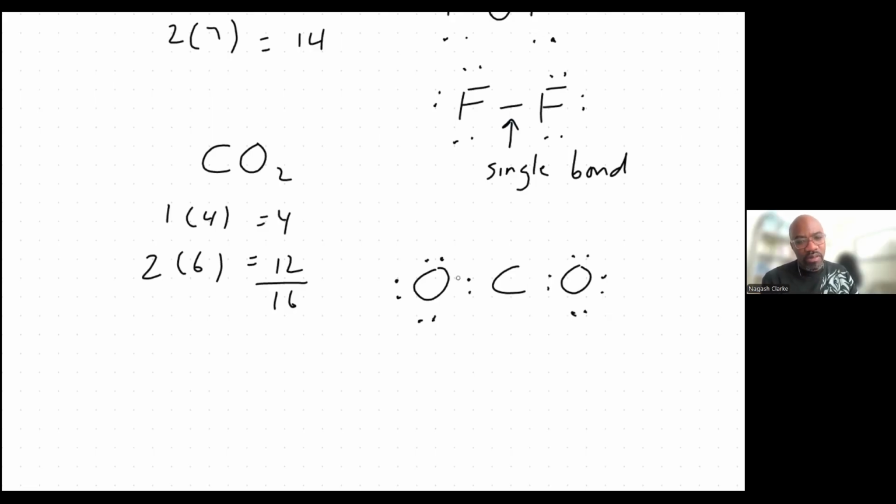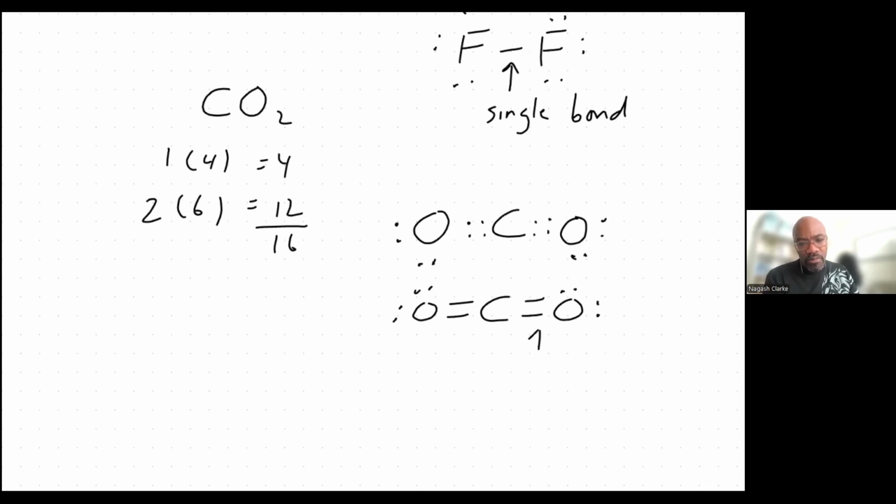So now is where we form double bonds. We take a pair from the oxygen and share it. So now carbon has its 8, oxygen also still has 8, but now we have 2 double bonds. Each pair of the double bond represents a line, so we call this a double bond.